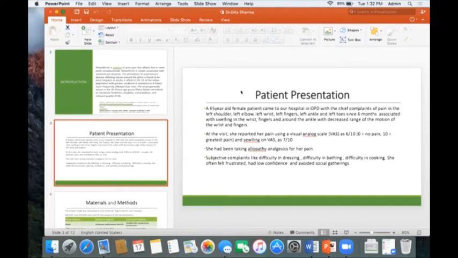Then she explained that she was having difficulty in her daily activities like dressing up and taking a bath. Since her age was 65 years, she was living in a family, with her family together, but still she tried to do her daily cooking and all, but she had difficulty in doing that.